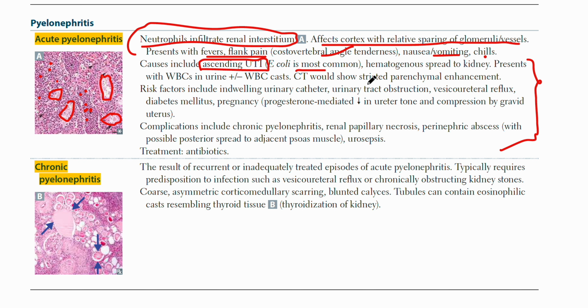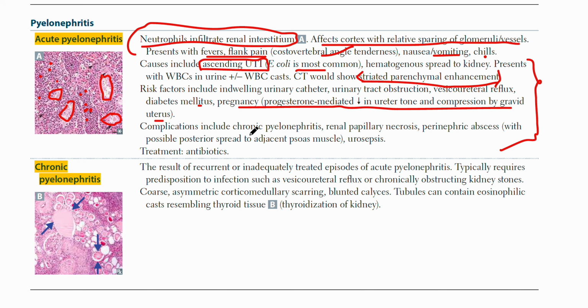CT would show striated parenchymal enhancement. And also risk factors include indwelling urinary catheter, urinary tract obstruction, vesicoureteral reflux, and also diabetes mellitus. Pregnancy, that is progesterone-mediated decrease in ureter tone, compression by gravid uterus. These all are risk factors.